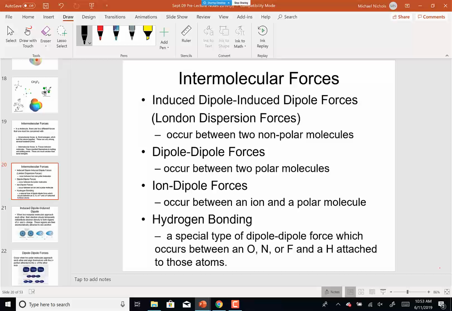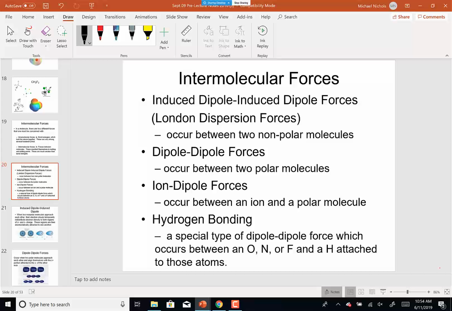We've got induced dipole, which are called London dispersion forces. I don't know if that term's currently in vogue or not. These terms come and go. I'm usually the last one to know that they changed them. So dispersion, induced dipole is fine. That's when you have two nonpolar molecules. When you have two polar molecules, you're going to have dipole-dipole. When you have an ion and a polar molecule, which we're not going to really talk about too much, that would be ion-dipole. And then hydrogen bonding is a special type of dipole-dipole.